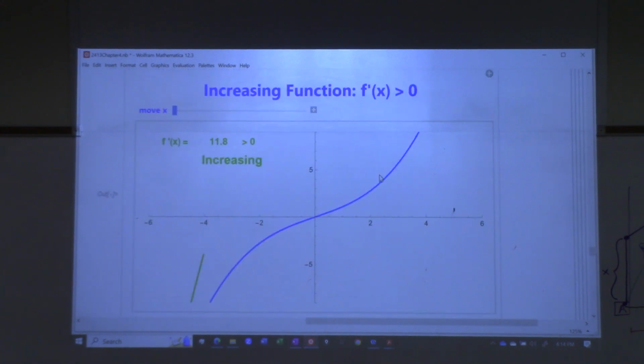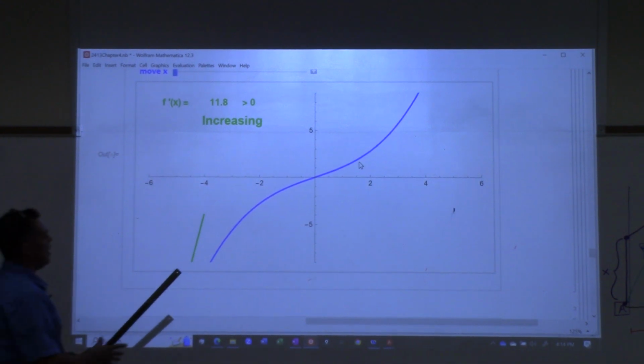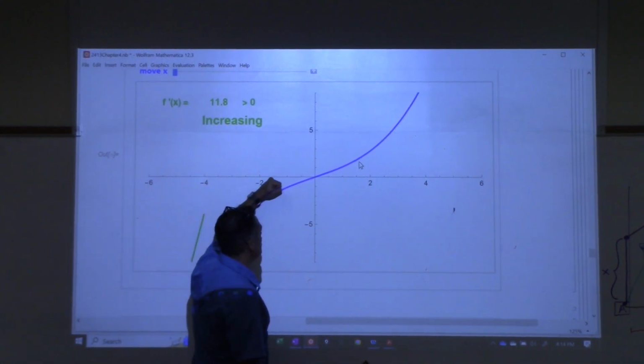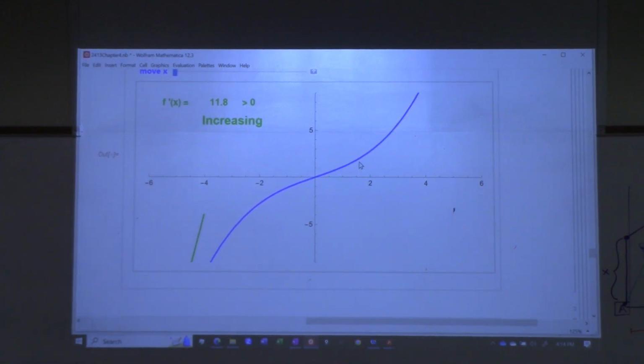And I can show it to you. This is an example of a function that's increasing, right? As you read this from left to right, if you were on this like a roller coaster, you're going up, right? And notice that at every point on this function, no matter where we are, the slope of the tangent line is what? Positive. The slope of the tangent line is positive.